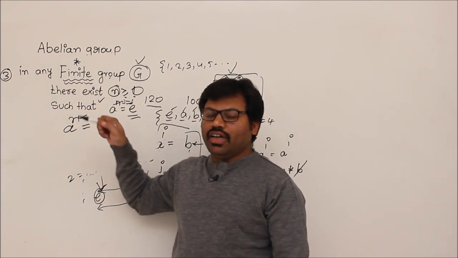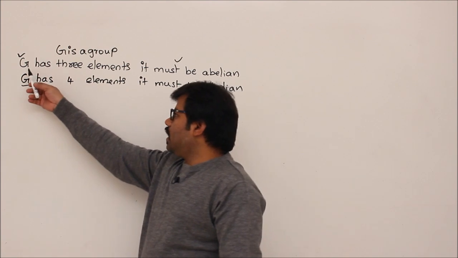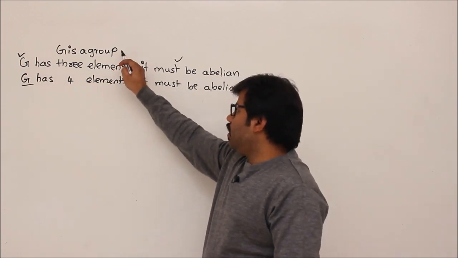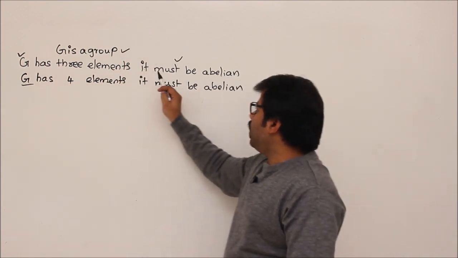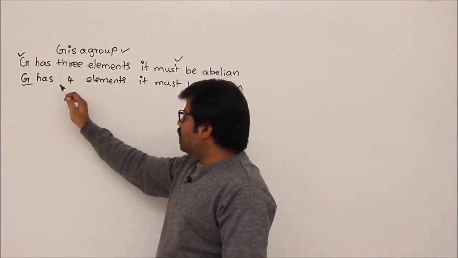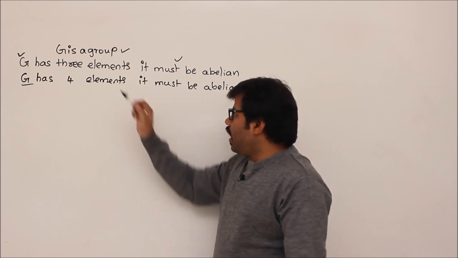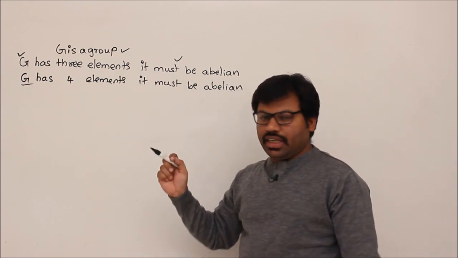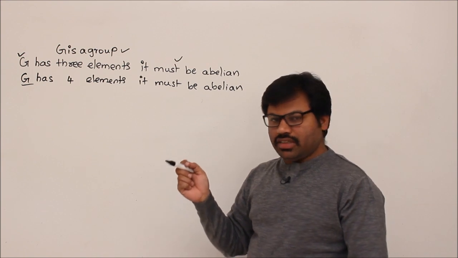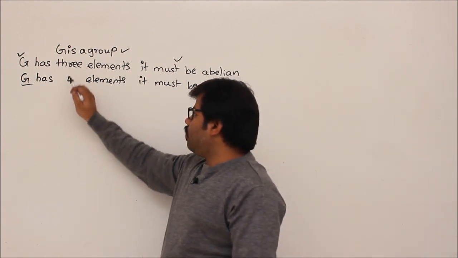Now we will go for result 4. We will see 2 more results. One is, if G is a group with 3 elements, it must be abelian. If G has 4 elements, it must be abelian. Finally, if G is a group with either 3 elements or 4 elements, then definitely it is abelian. Why, sir? We have to prove it. First, take the first one.